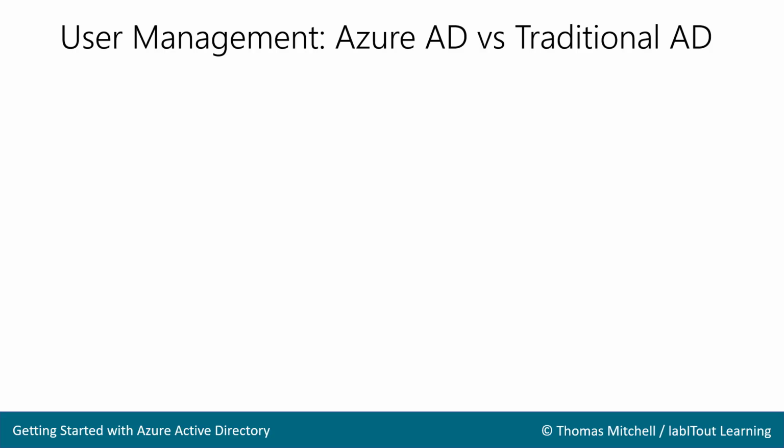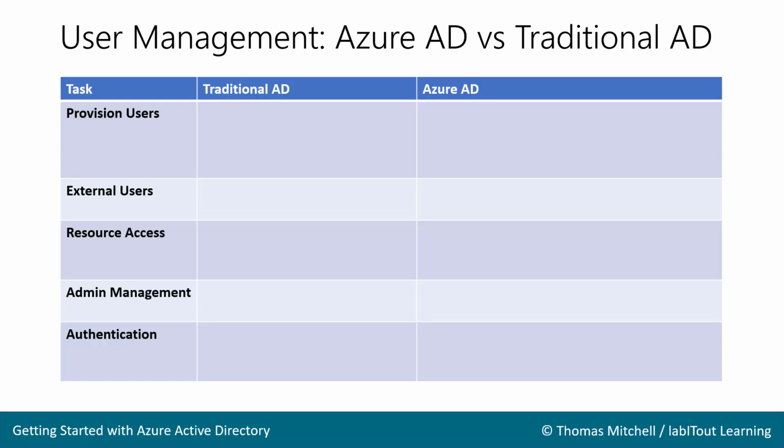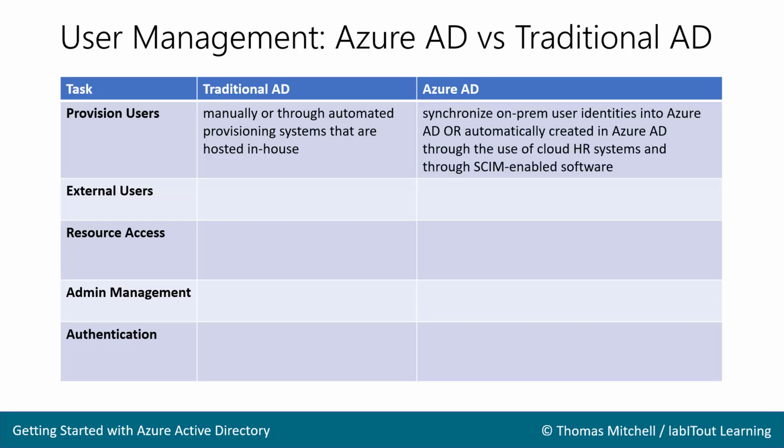When it comes to provisioning users, an organization that's running the traditional Active Directory on-prem will typically create its AD users manually or through automated provisioning systems that are hosted in-house. To provision users in Azure Active Directory, organizations with an existing on-prem Active Directory implementation can use Azure AD Connect to synchronize those on-prem user identities into Azure AD. Such organizations can also create users automatically in Azure AD through the use of cloud HR systems and through SCIM-enabled software as a service applications.